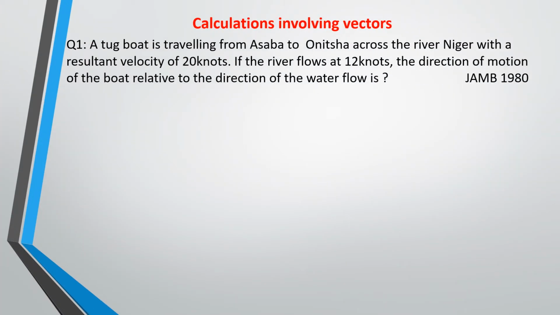Calculations involving vectors. So this is a problem. This question number one that we are taking is a JAMB question. The question says that a tugboat is traveling from Asaba to Onitsha across the river Niger with a resultant velocity of 20 knots. If the river flows at 12 knots, the direction of motion of the boat related to the direction of the water flow is what?